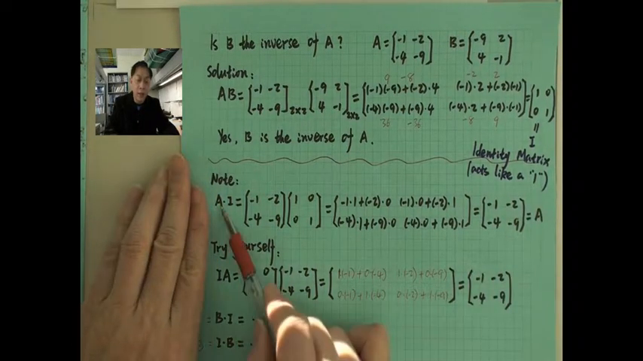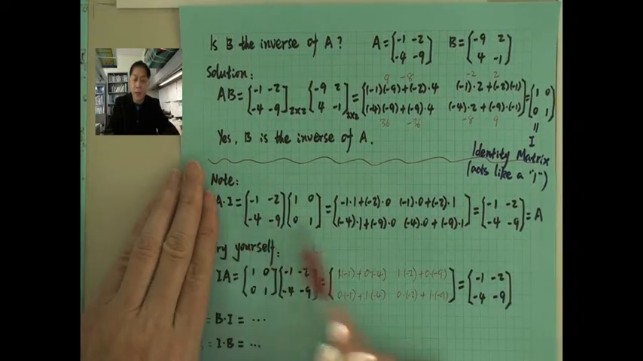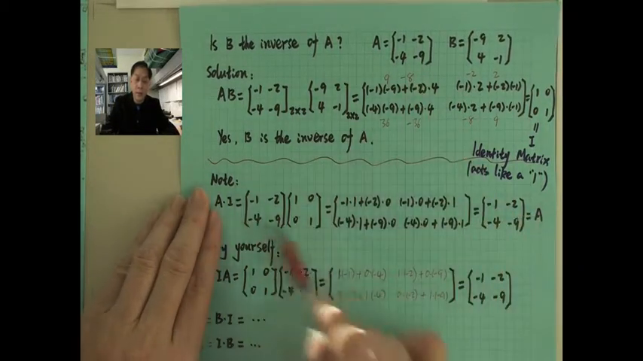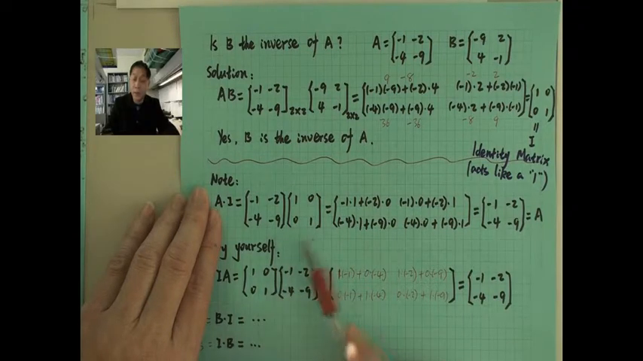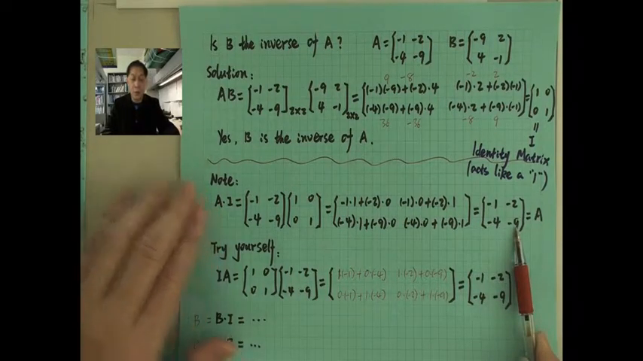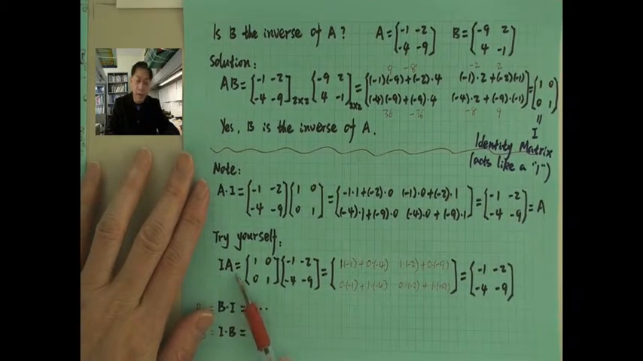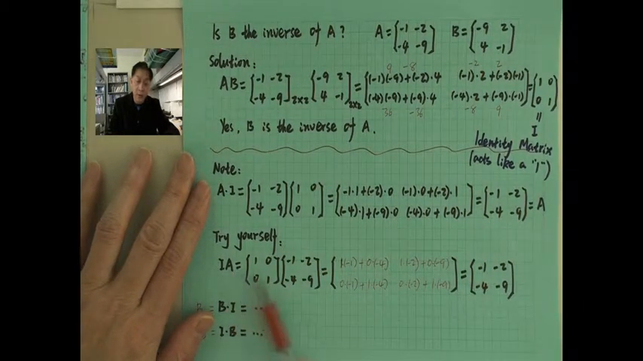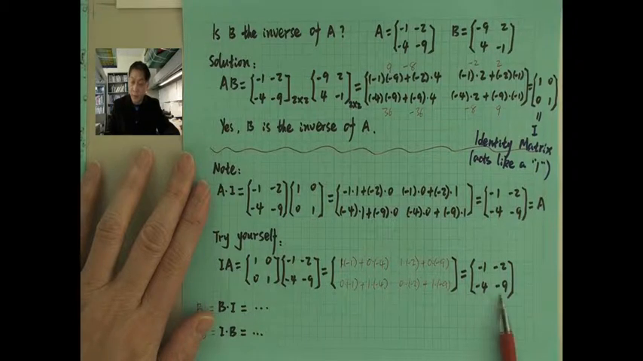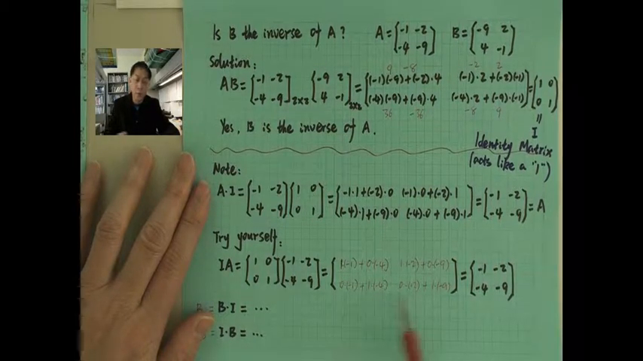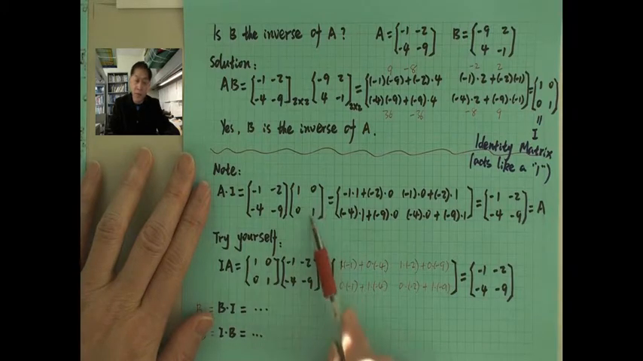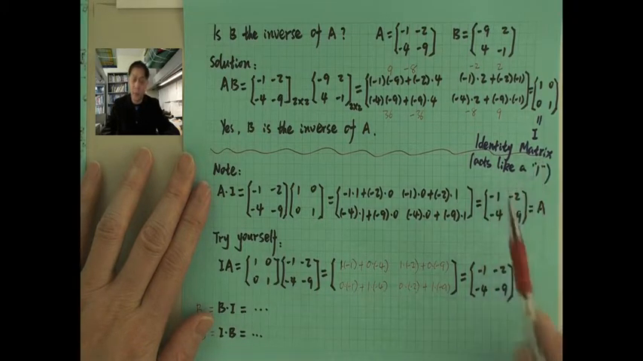So A times I, A is here, the identity matrix is here, and you will get the same thing. You may try yourself with identity matrix times A. So the identity matrix this time is on the left and A is on the right. You can still get the same matrix. Those are the details. You've got to try it yourself and calculate. So that's why we call this the identity matrix.